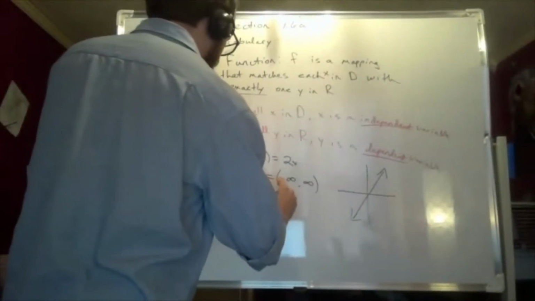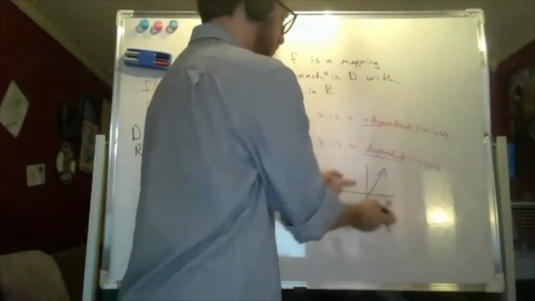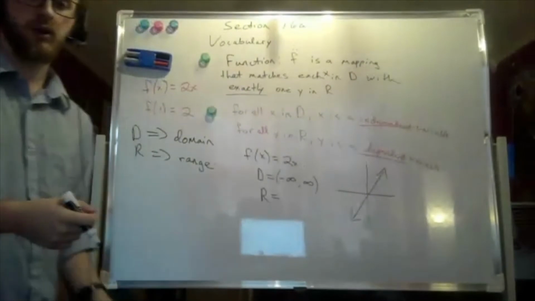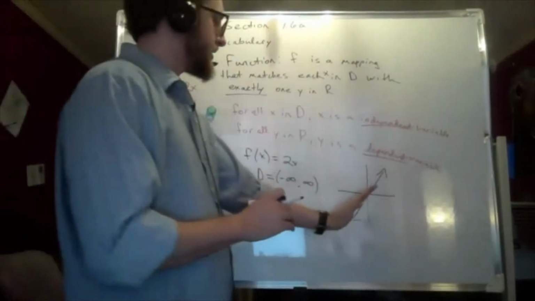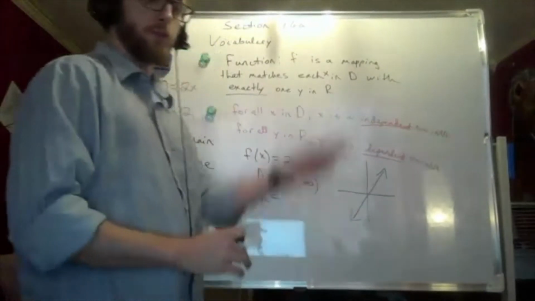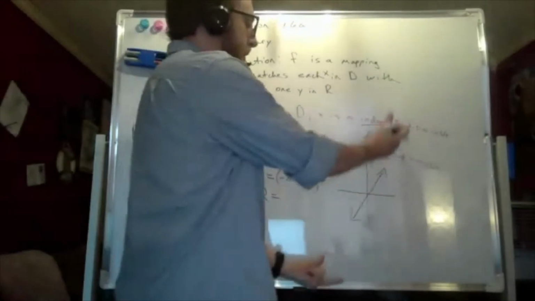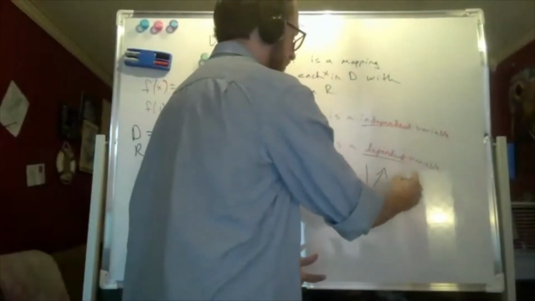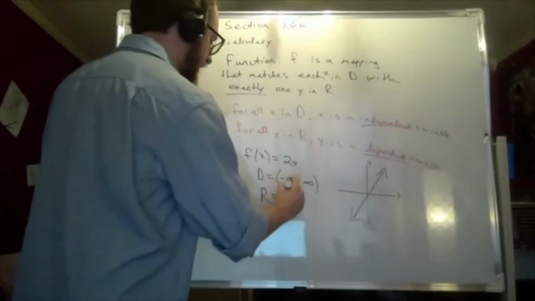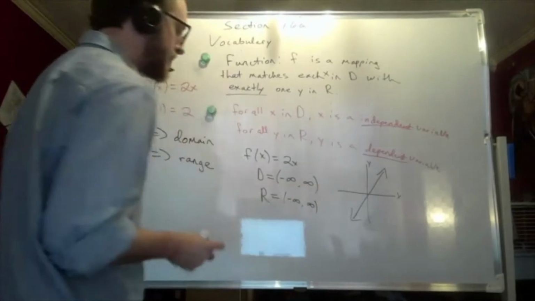Likewise, if we think about what is our range, well, the range is what are all the possible outputs? What are all the possible y values that this function can get to? Well, again, because this line is going to keep going in both directions, positive and negative, infinitely, we're going to be able to reach any possible y value. And so again, in this example, the range is from negative infinity to infinity.